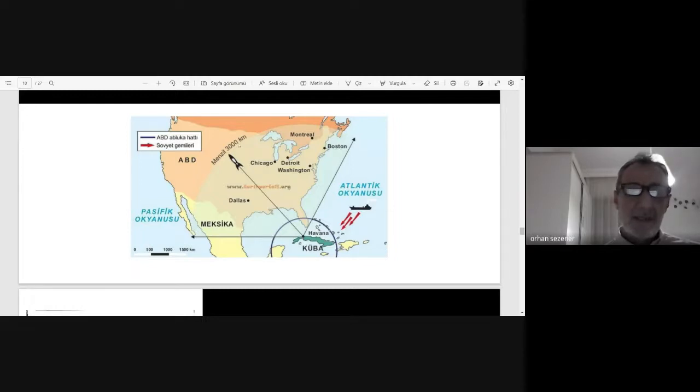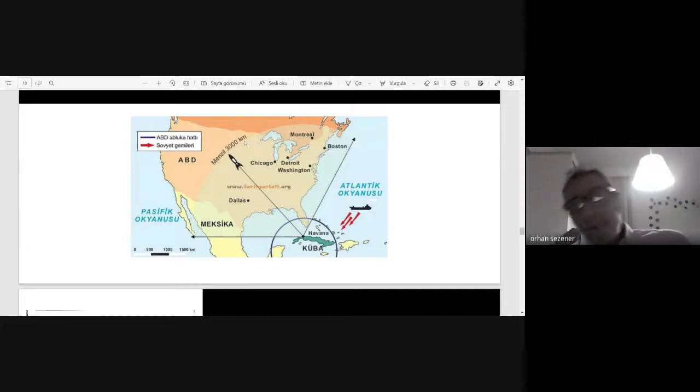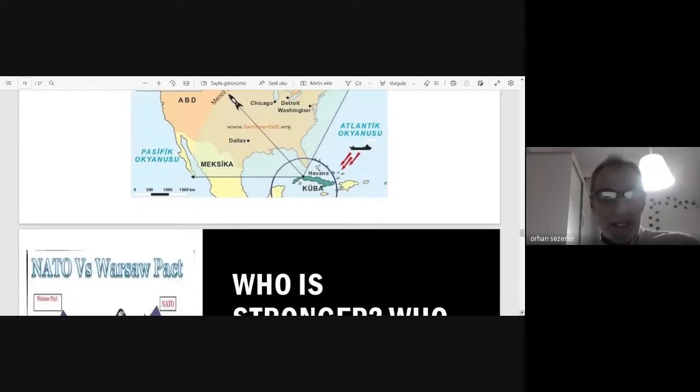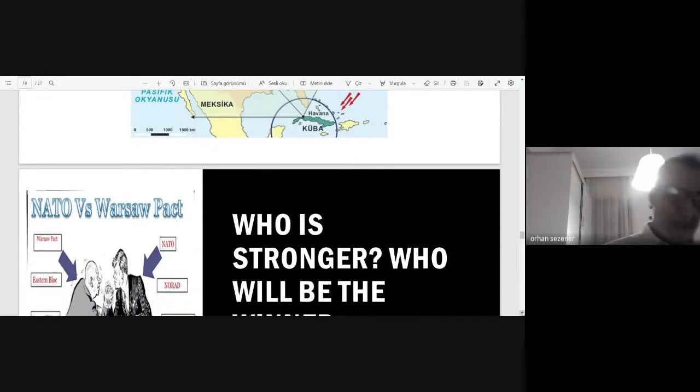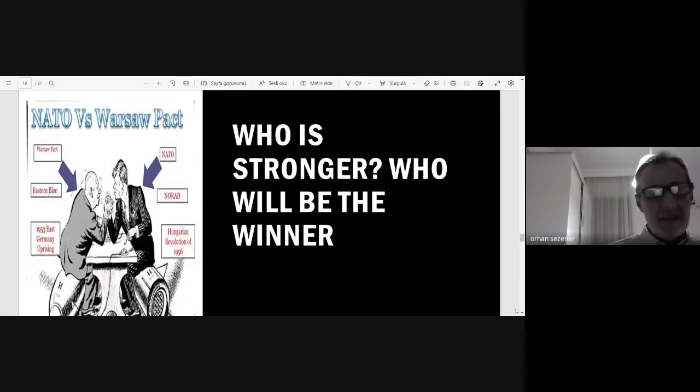longer than that of the American missiles. You see, 3,000 kilometers, that converts to 1,800 miles. Chicago, Boston, even some Canadian provinces, Detroit and Washington were in the shooting distance of these Russian or communist missiles stationed in Cuba. At that time, Kennedy was the president of the US and Khrushchev was the head of the USSR.